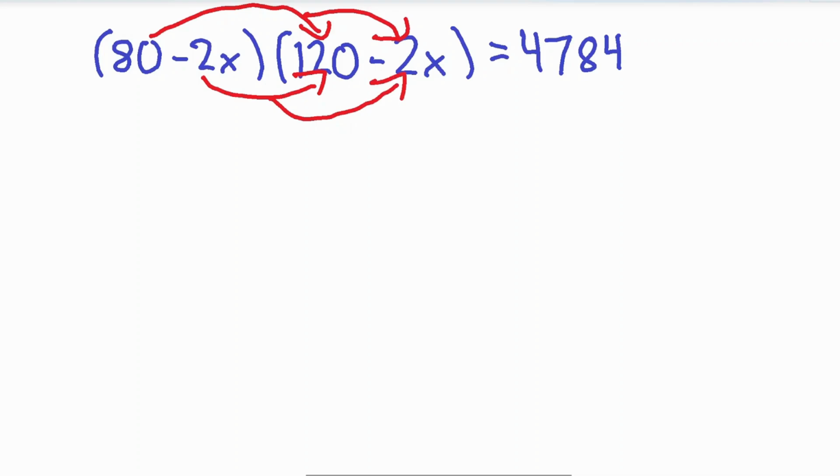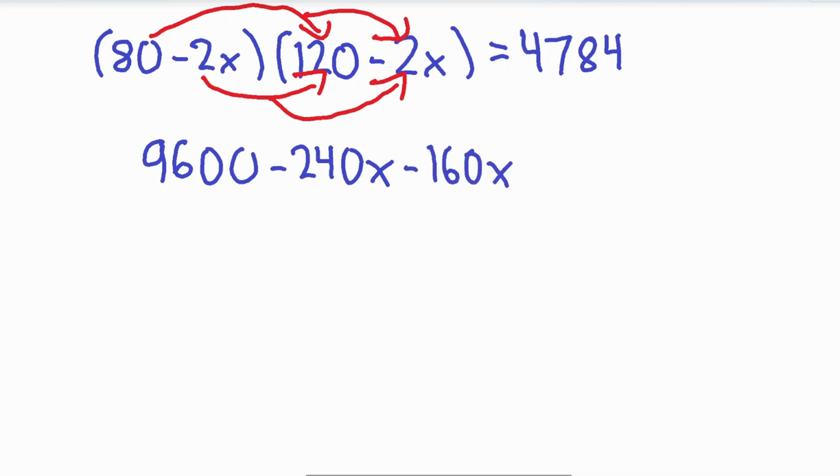Okay, so let's see, 80 times 120 is 9,600. Negative 2x times 120 is negative 240x. 80 times negative 2x is negative 160x. And negative 2x times negative 2x is positive 4x squared, because negative times negative makes a positive. All equal to 4,784.